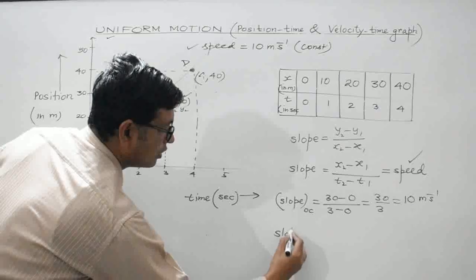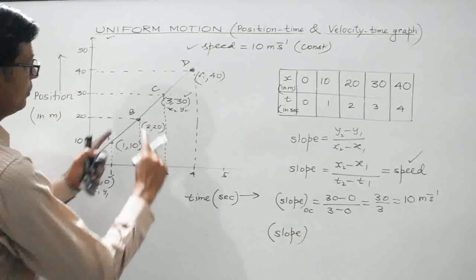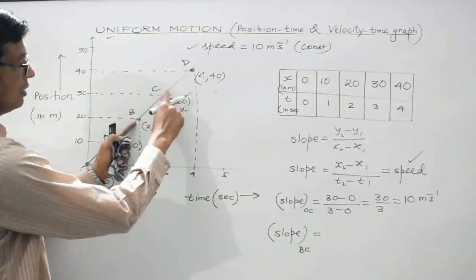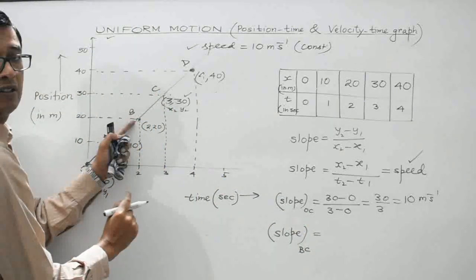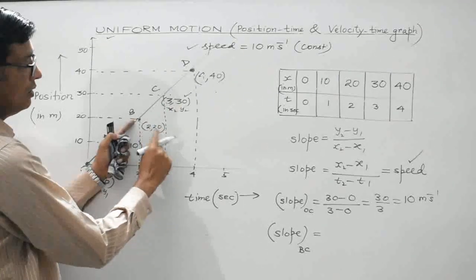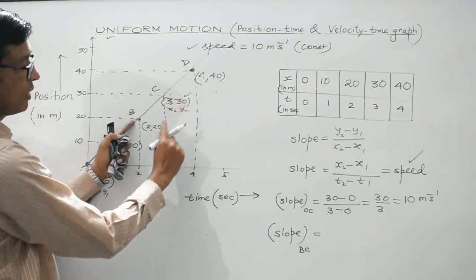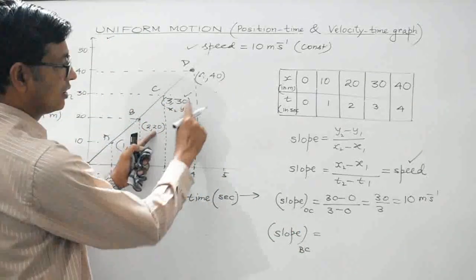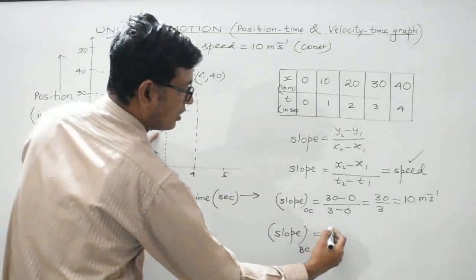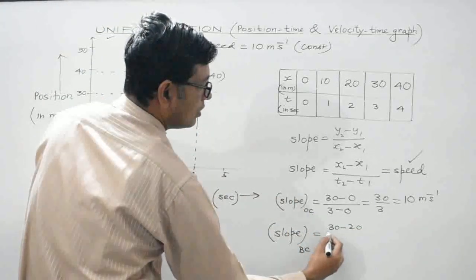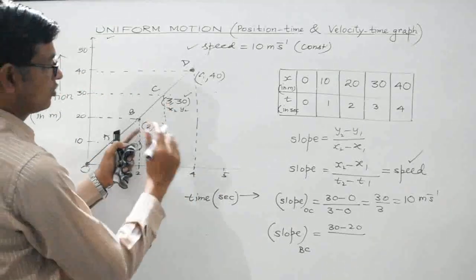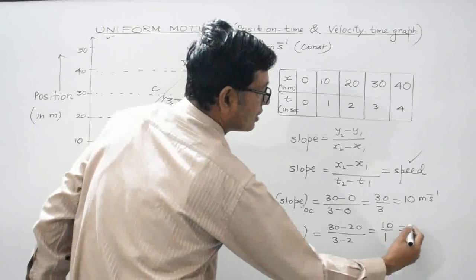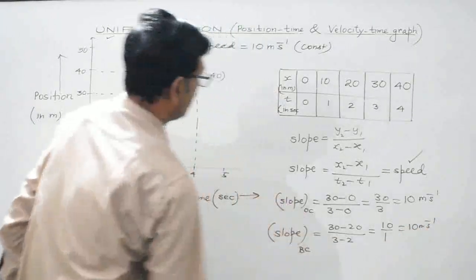Let's consider slope of the same graph between the position B and C. B is the initial point, C is the final point. Right? x1, y1 and this is x2, y2. So slope is y2 minus y1 divided by x2 minus x1. So what you get is slope. First write the difference of the y coordinate, 30 minus 20, divided by difference of the x coordinate, 3 minus 2. So that will give us 10 by 1, that is again 10 meter per second.